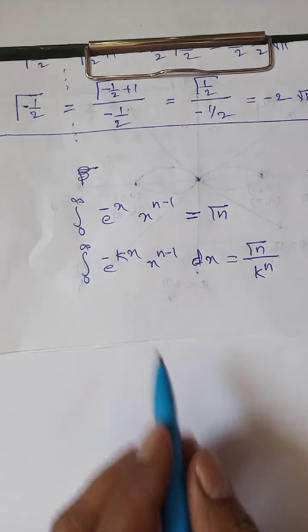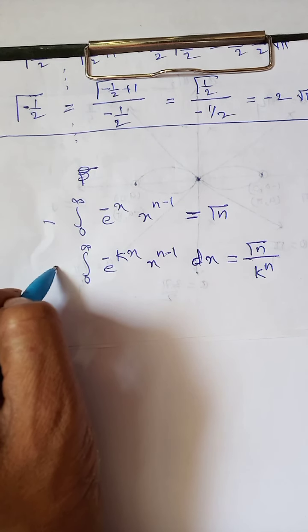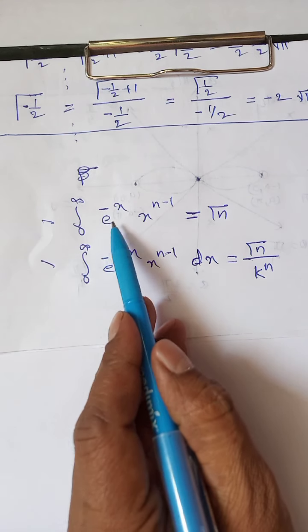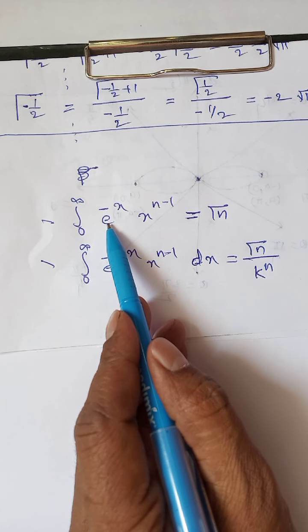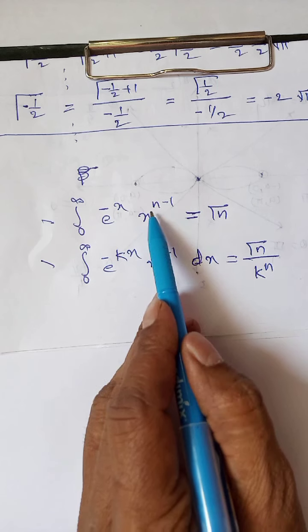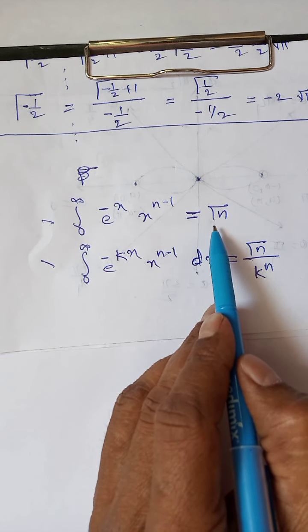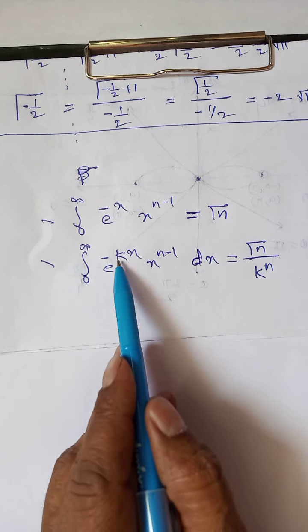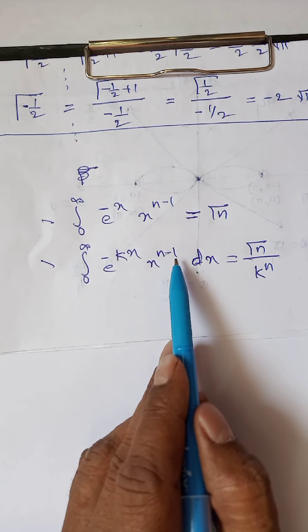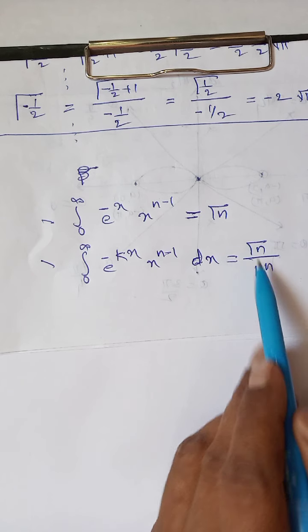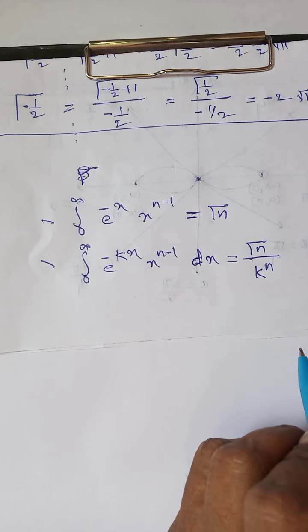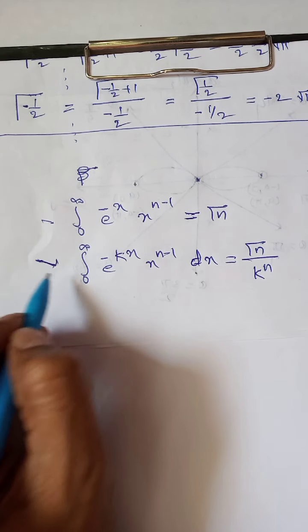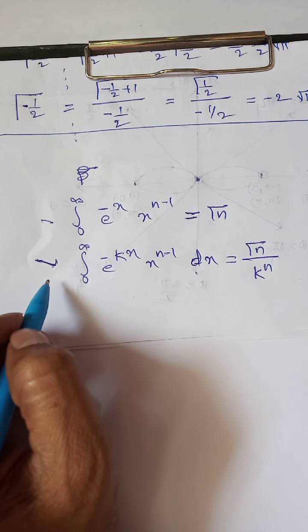So here we'll use these two definitions to evaluate these integrals. Integration from 0 to infinity of e to the power minus x, x to the power n minus 1 is gamma n, or integration from 0 to infinity of e to the power minus kx into x to the power n minus 1 is gamma n by k to the power n. So generally we use this second result.